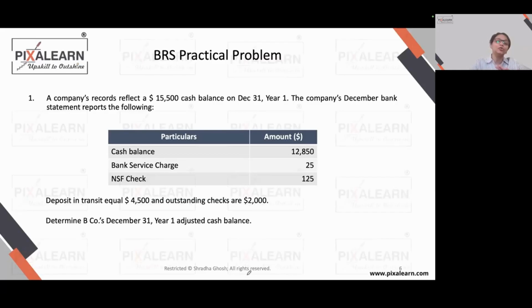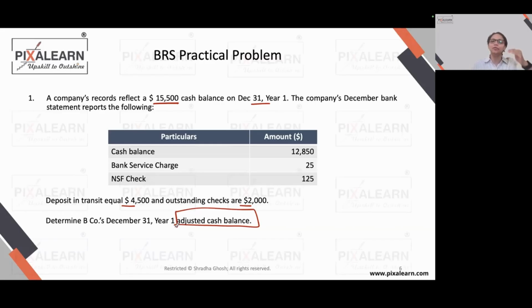But after that, we are going to do two very good sims in our class. I'm pretty sure if you're able to crack those two sims, you can handle anything in cash that can come your way. Okay? So look at this question. There is a company whose records reflect a 15,500 cash balance as at the end of the year. The company's bank statement reports the following. There are some deposits in transit and there are some outstanding checks. You're supposed to give me the adjusted cash balance.